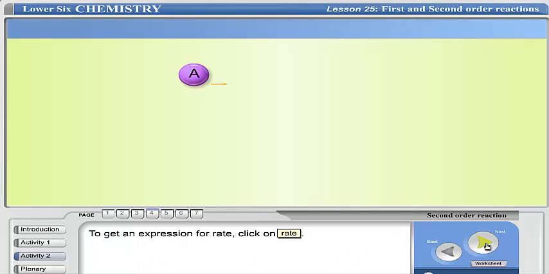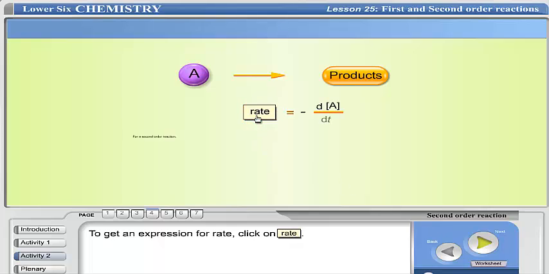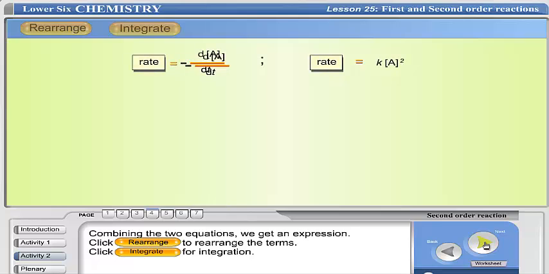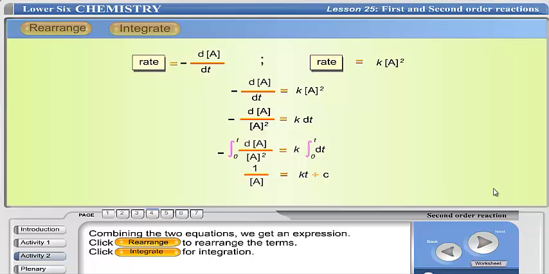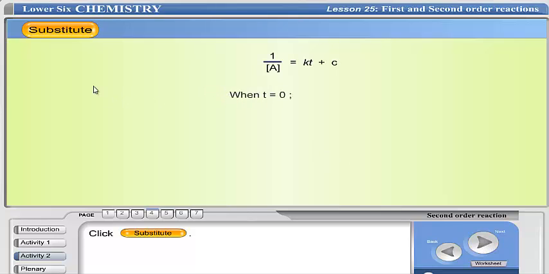To get an expression for rate, click on Rate. Combining the two equations, we get an expression. Click Rearrange to rearrange the terms. Click Integrate for integration. Click Substitute.